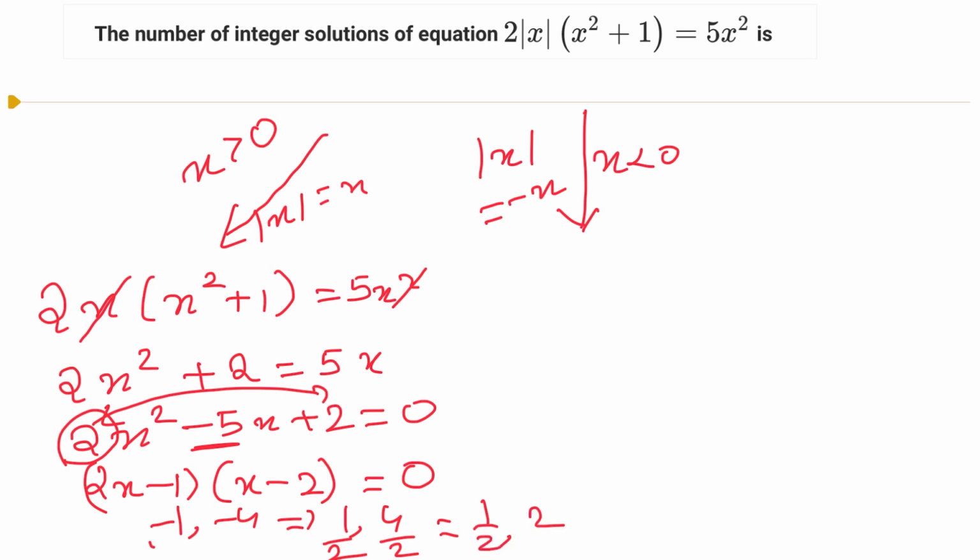But the question wants the number of integer solutions, right? So we need not take 1 by 2. We have got one integer solution as 2.